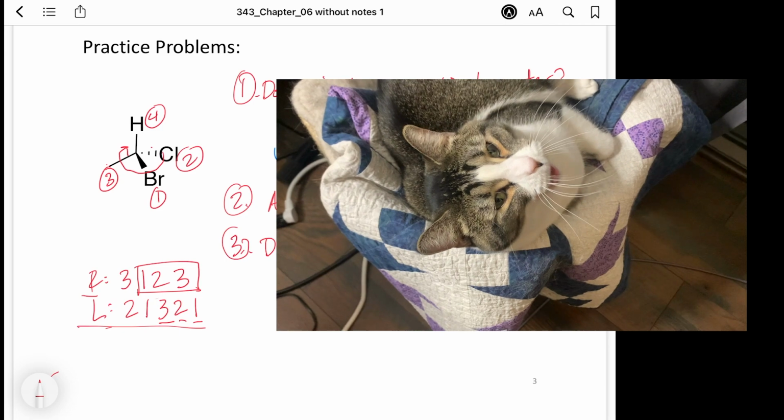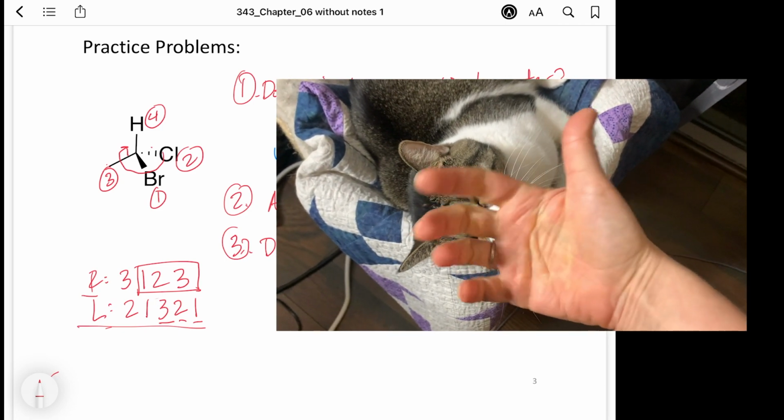Hey, Rhodey. Okay, Rhodey wanted to help. My camera is opposite, so I'm going to re-record this.